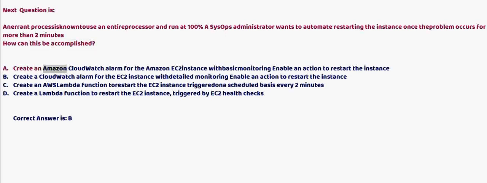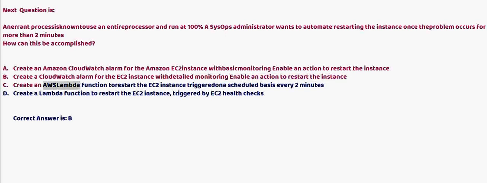A. Create an Amazon CloudWatch alarm for the Amazon EC2 instance with basic monitoring. Enable an action to restart the instance. B. Create a CloudWatch alarm for the EC2 instance with detailed monitoring. Enable an action to restart the instance.